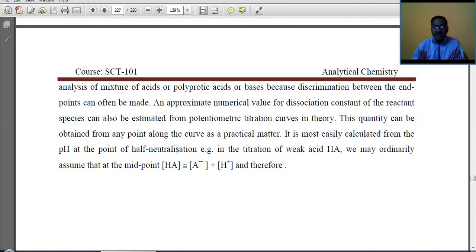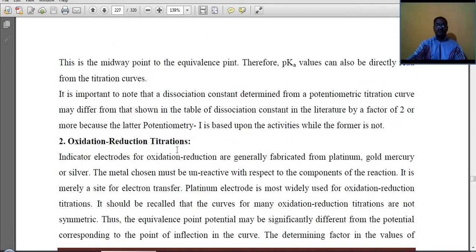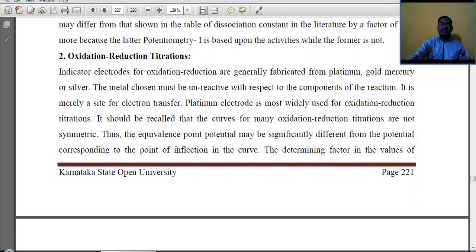An approximate numerical value for the dissociation constant of the reactant species can also be estimated from potentiometric titration curves. In theory, this quantity can be obtained from any point along the curve. It is most easily calculated from the pH at the point of half neutralization. In the titration of a weak acid HA, we may ordinarily assume that at the midpoint, then oxidation-reduction titration.